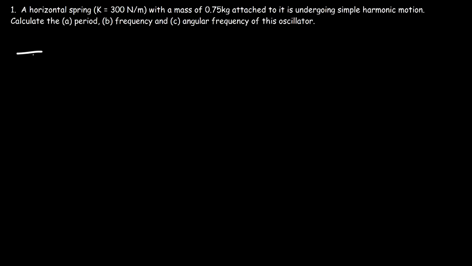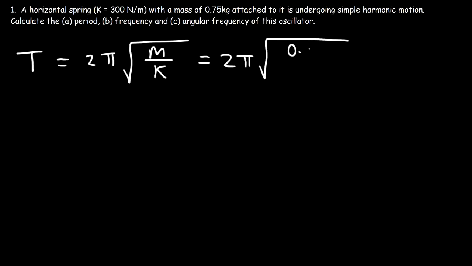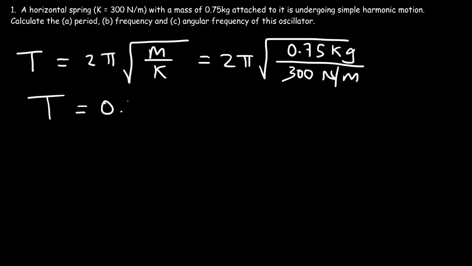The formula that we need to calculate the period is this equation. It's equal to 2 pi times the square root of the mass divided by the spring constant, which we have all of that in this problem. So the mass is 0.75 kilograms, and the spring constant is 300 newtons per meter. So let's go ahead and type that into the calculator. So the period is 0.3142 seconds.